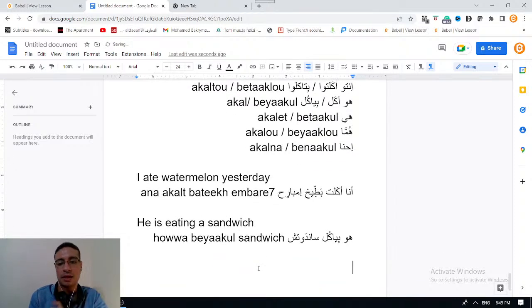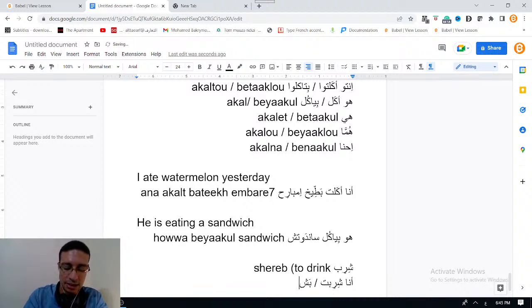Okay. The last verb today, I know you're tired. Too many verbs. I'm just trying to make you more and more familiar with the verbs. So it's the verb شرب. This is the verb to drink. So أنا شربت أو أنا بشرب. I am drinking or I drink. So أنا شربت. أنا بشرب.